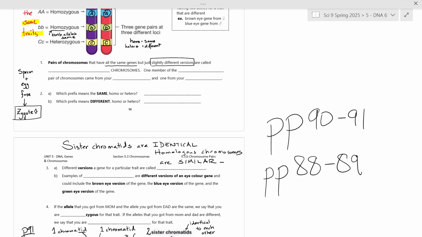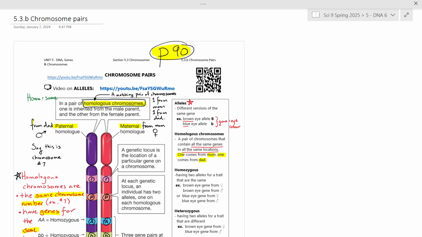Did you want me to go through and star all the words? I didn't do that this time. Okay, let's go through and star all the words. Sorry, I forgot about that.